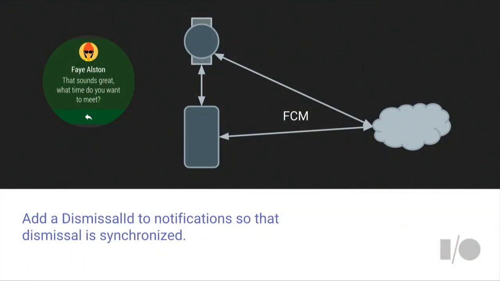So now let's start thinking about how to make this app work really well when you've got your phone. We're going to coordinate dismissal by sending a notification ID inside the FCM payload for each of our messages from FCM. And then we'll add the notification ID as a dismissal ID to both the phone and the watch notifications. So then when I swipe away a notification on one, it will swipe away on both. So now we have a great wearable chat app.